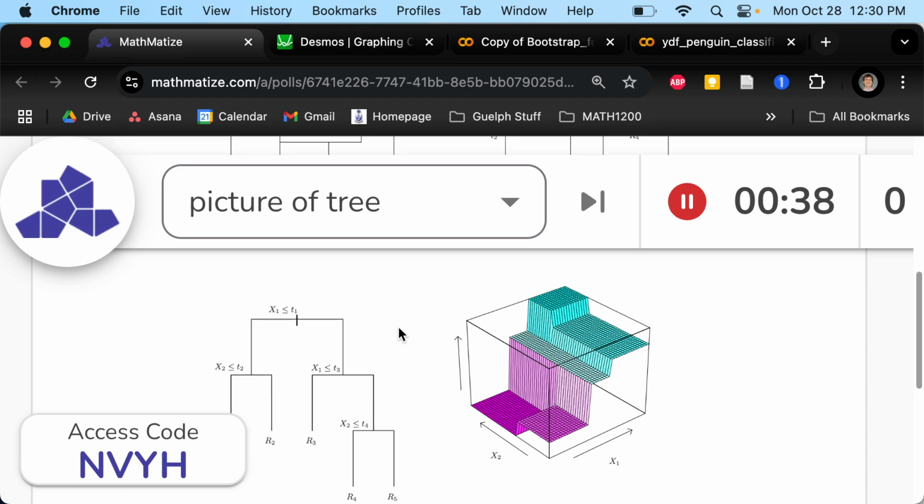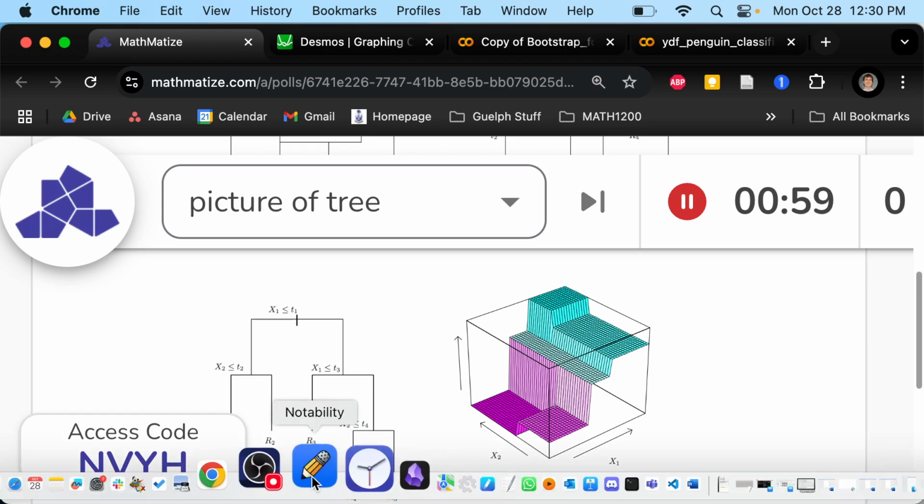This is a tree that outputs a number at the end. It outputs a number, R1, R2, R3, R4, R5. Those are the levels of the height. So the questions kind of divide the space into pieces, and this is answering what values are being taken there. This is from the textbook. This is an example of a tree. This tree is doing regression. So trees can do both regression and classification.